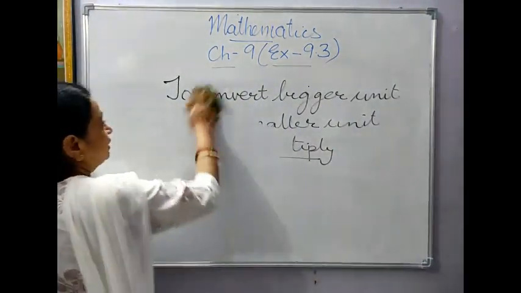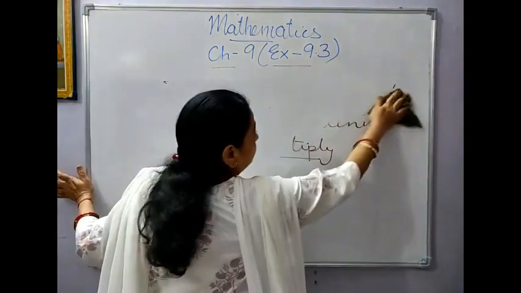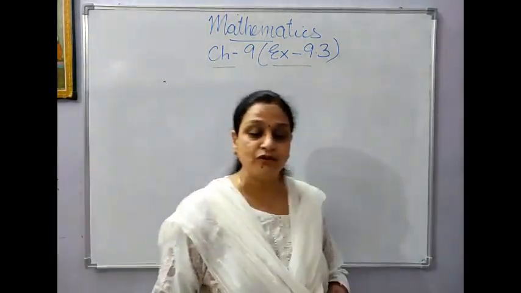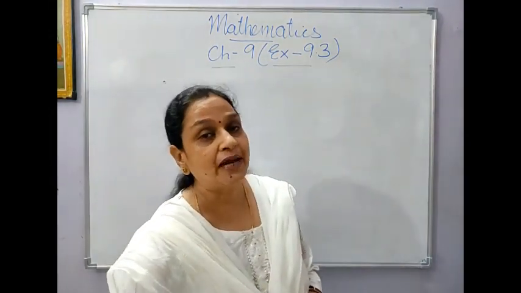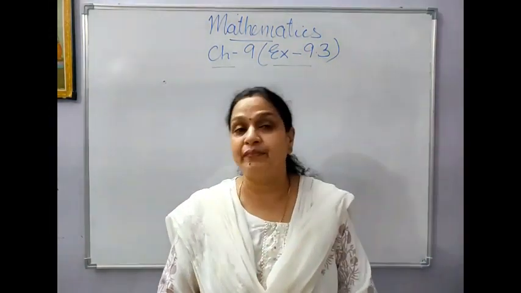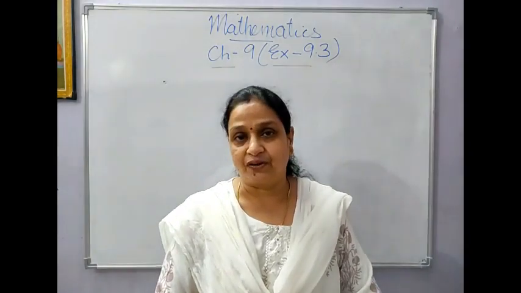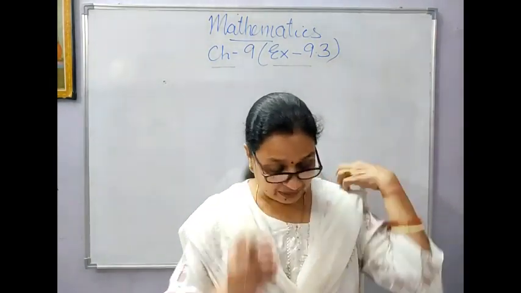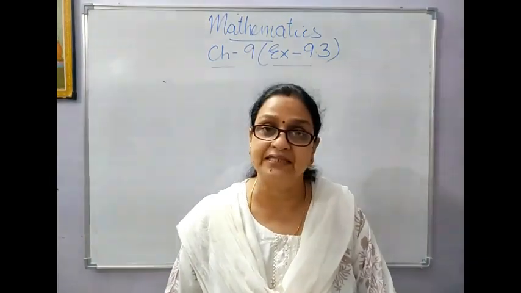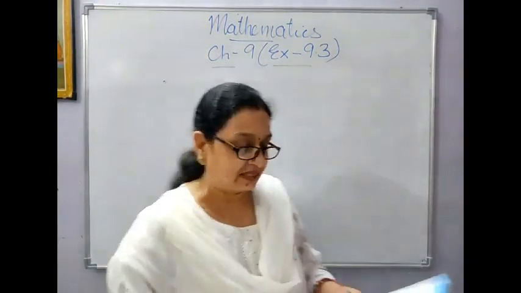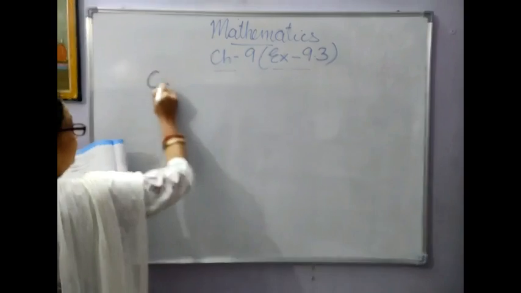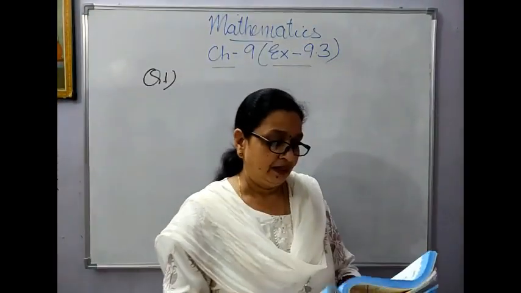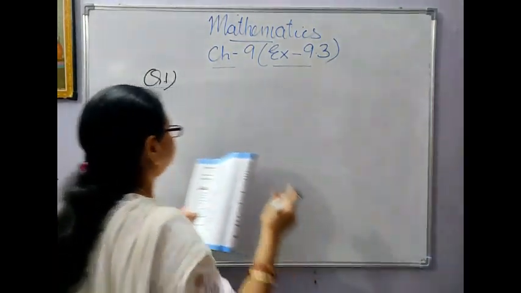Exercise 9.3, question number 1. As usually, I'll be doing few sums on the board. You have to practice those and the remaining sums in your practice copy. Okay, so straight away we start with question number 1. Convert the following as directed. In this, everything is written there. So question number 1. In this, I'll be doing A and C.